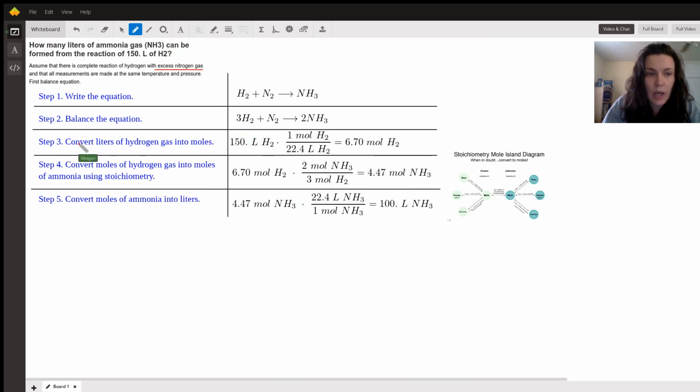Okay, so here, convert liters of hydrogen gas into moles. So we have liters that we're starting with. And so to determine if you're putting liters or moles on bottom, you're putting on bottom whatever is going to cancel these units out because we do not want those units anymore. Now we want moles. So in order to cancel that out, we need to put these on bottom.